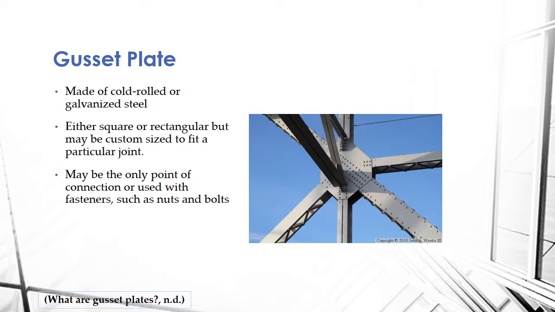And then gusset plate, made of cold rolled or galvanized steel, either square or rectangular, but may be custom sized to fit a particular joint. May be the only point of connection or used with fasteners such as nuts and bolts. And you can see right here, it's not exactly square or rectangular, but one of those custom shapes, and it's used for this specific purpose for this building here.